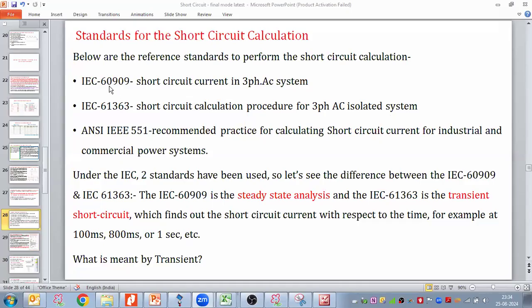So there are two IEC standards, 60909 and 61363. There is also one IEEE standard we can use, ANSI IEEE 551, which is the recommended practice for calculating short circuit current for industrial and commercial power systems. Now we can see that under the IEC there are two standards, 60909 and 61363.